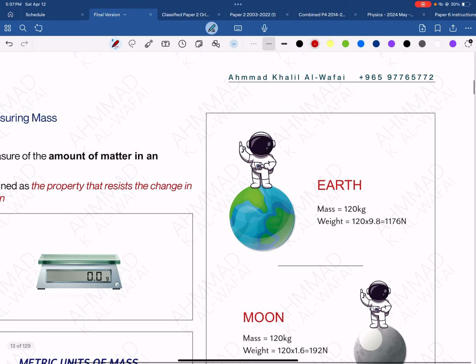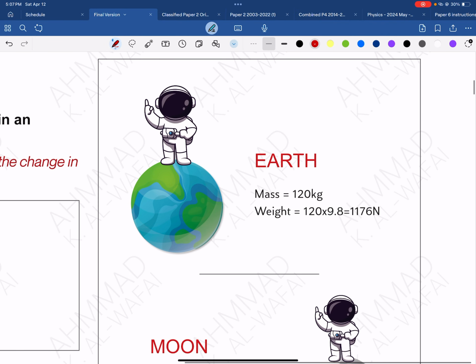So look at this example. Now you've got this astronaut on Earth. His mass is 120 kilograms, so his weight is m times g, so that will give you 1176. Of course, in the exam you don't write it like this, you have to round it as 1200 newtons.